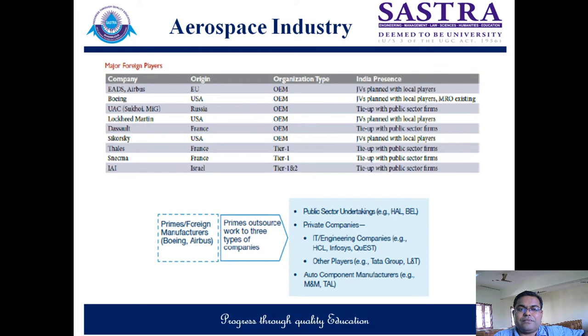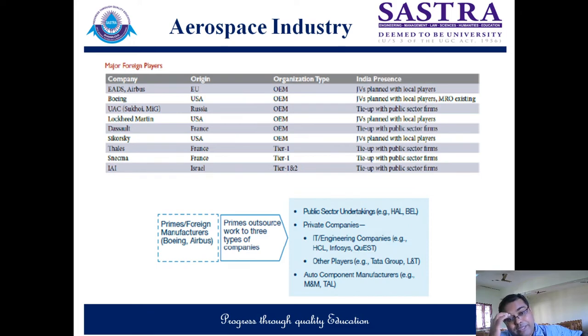in India. Now, major foreign players: EADS and Airbus are from Europe. They are basically original equipment manufacturers, with JVs planned with local players in India. Airbus has its center in Bangalore, and they deal only with the design and analysis part here. They send all the results data to different countries where they have manufacturing hubs, where finally the original equipment is manufactured.